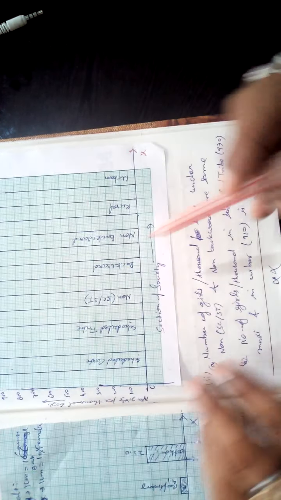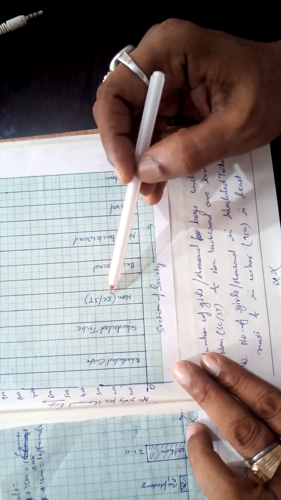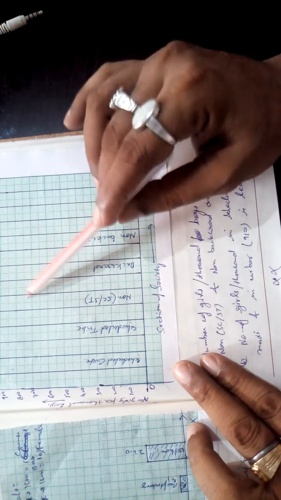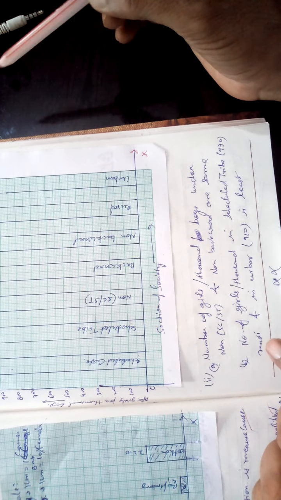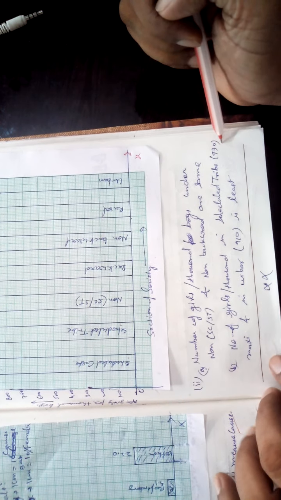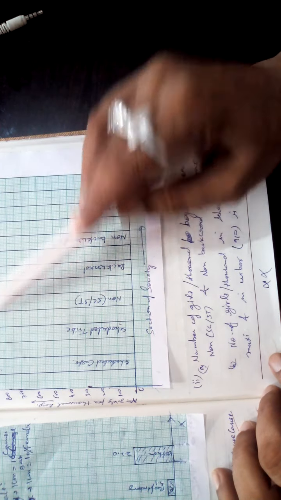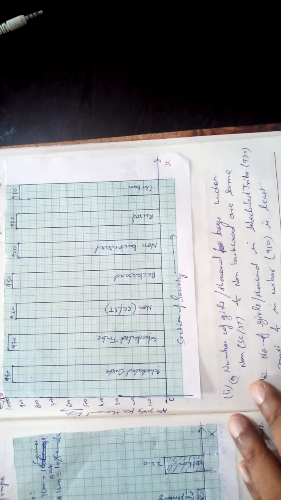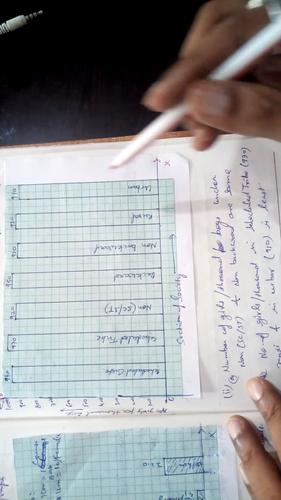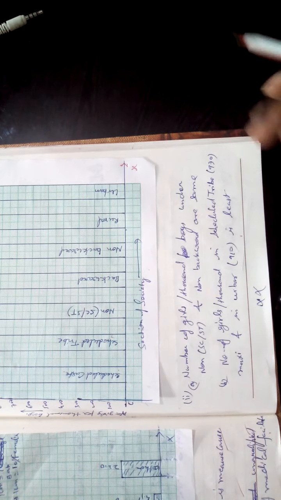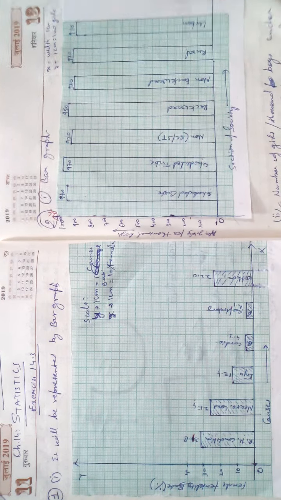Now what is the result? By the graph we see that the non-SC/ST and the non-backward are the same. Both numbers are the same. And the number of girls per thousand in the scheduled tribe is maximum, 970. That is the maximum height, and the minimum is 910 in the urban area. The number of girl children is least in urban areas. So that is the conclusion you get.